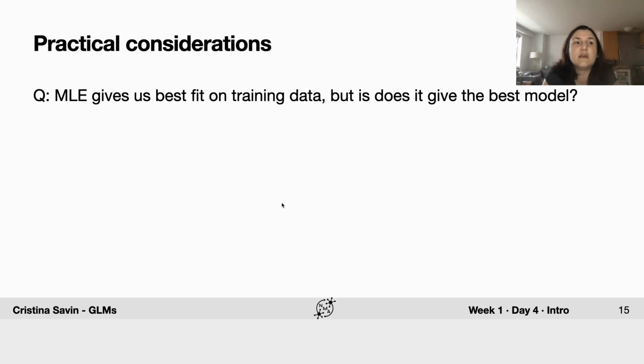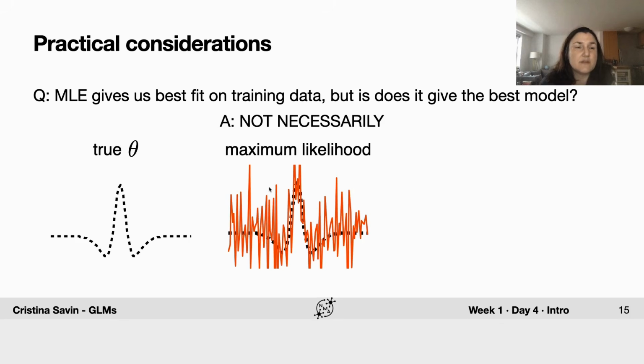In particular, MLE gives us the best fit on the training data, but does it give us the best model? The answer is not necessarily. Let's consider a concrete example where we've generated data from a GLM with true parameters theta shown in black, and in red we are showing the estimated MLE parameters. Now you can notice by eye that these look quite noisy and very different from what we originally started with. And this kind of behavior can be a signature of overfitting.